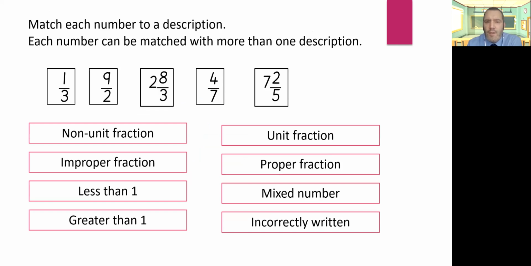Our final one, 7 2/5. We know it's greater than 1 and we know it's a mixed number.